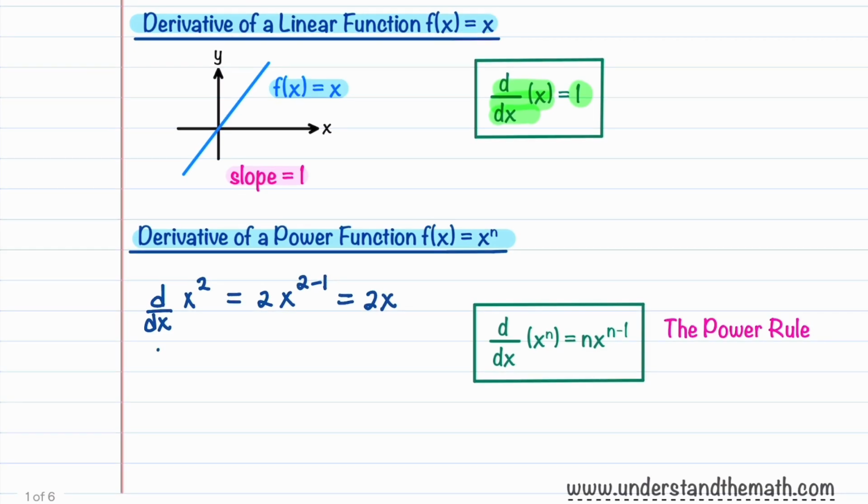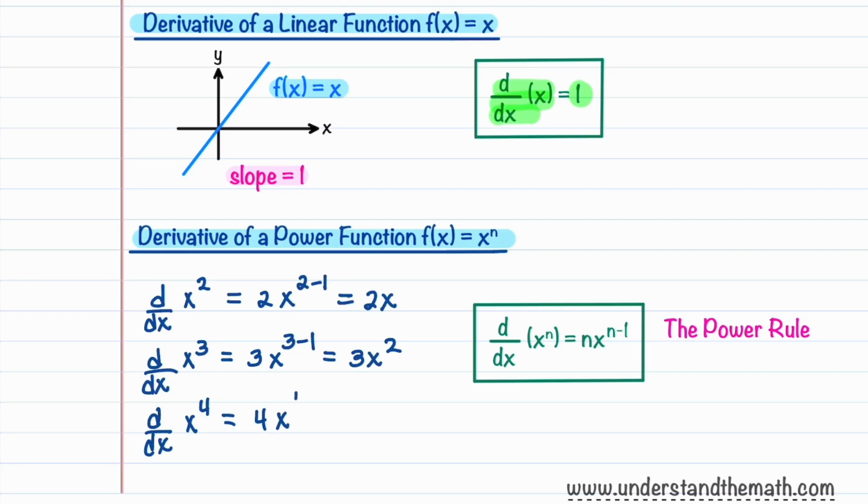Let's now see what the derivative of x cubed is. We're going to do the same thing. We're going to take the 3, pull it out in front, multiply it by x, and then our power, we're going to subtract 1. So this gives us 3x squared. Let's do one more so that we can find the pattern. We're going to take the derivative with respect to x of x to the 4th. This is 4x to the 4 minus 1, which is 4x cubed.